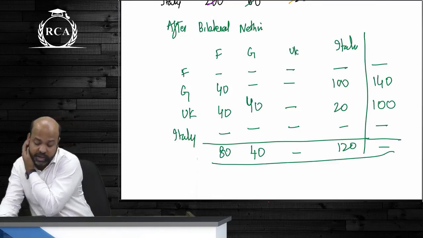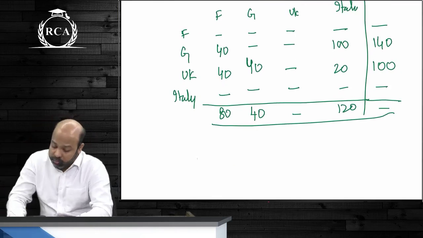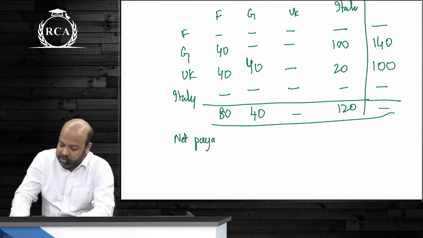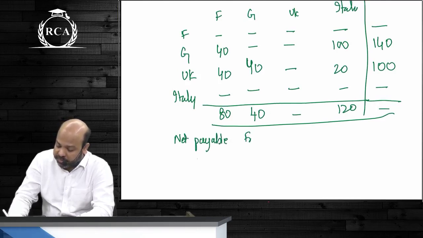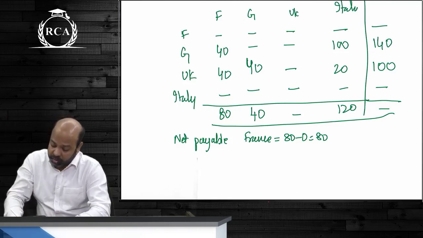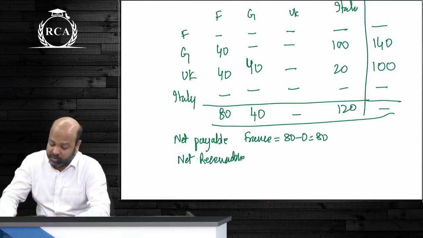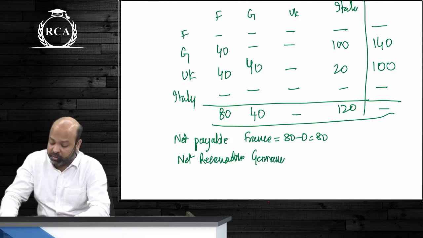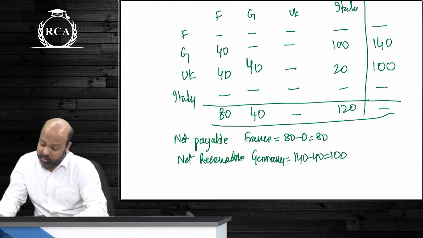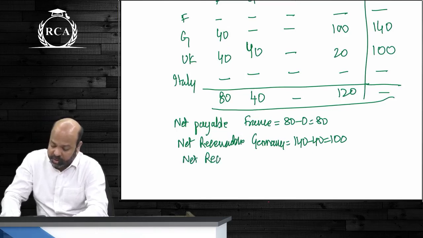Now let us see, guys, France has to pay 80, receive 0. So net payable for France, how much will it be? Net payable for France is 80. 80 minus 0, 80. Look at Germany: Germany has to pay 40 but has a net receivable. Instead of exchanging that entire amount, can they exchange the net difference? Are you getting the point? 140 minus 40, 100. UK, guys, UK has 0 payable but has to receive. So there is a net receivable for UK. How much is the amount?